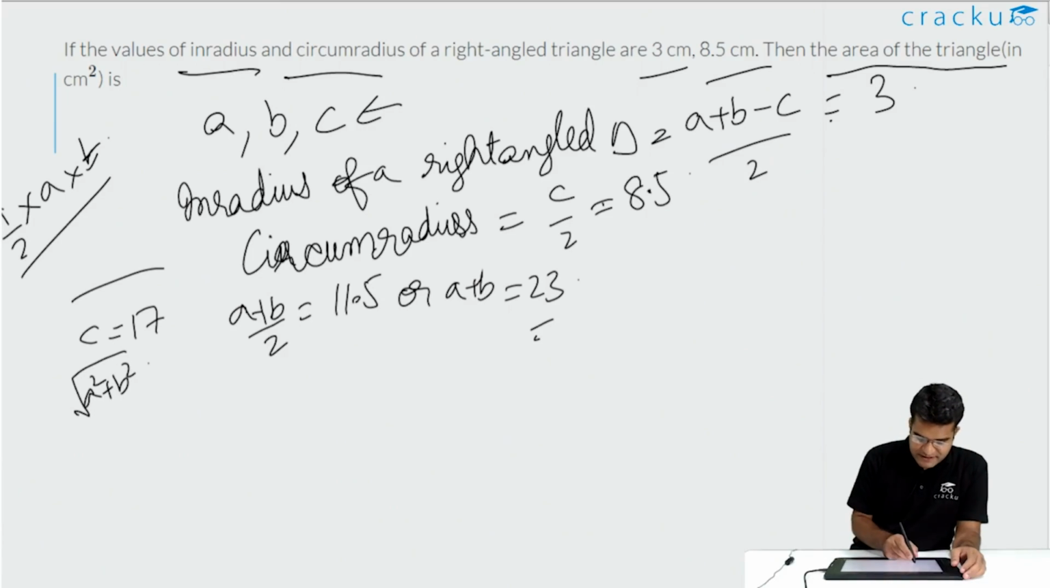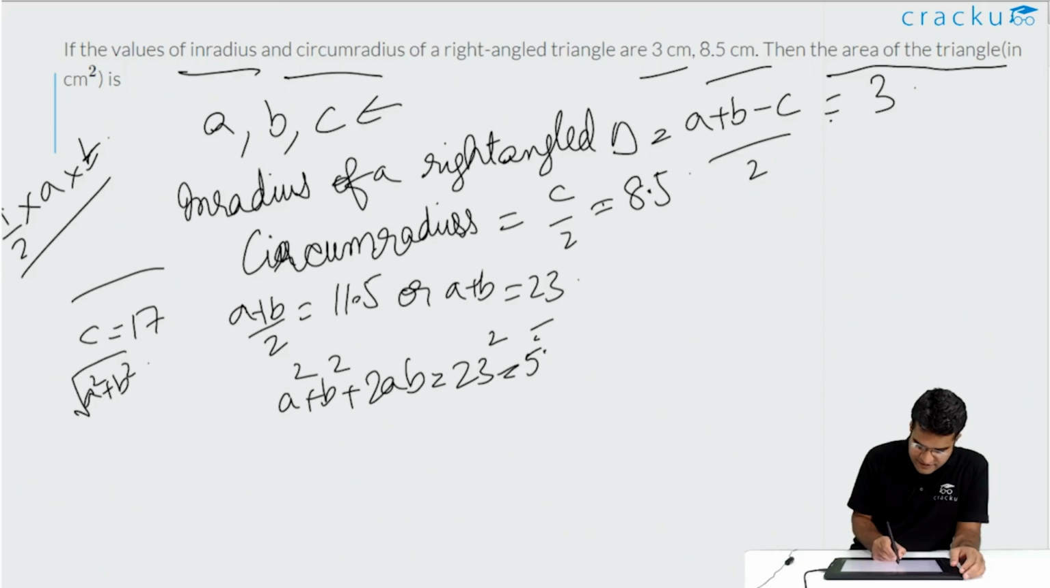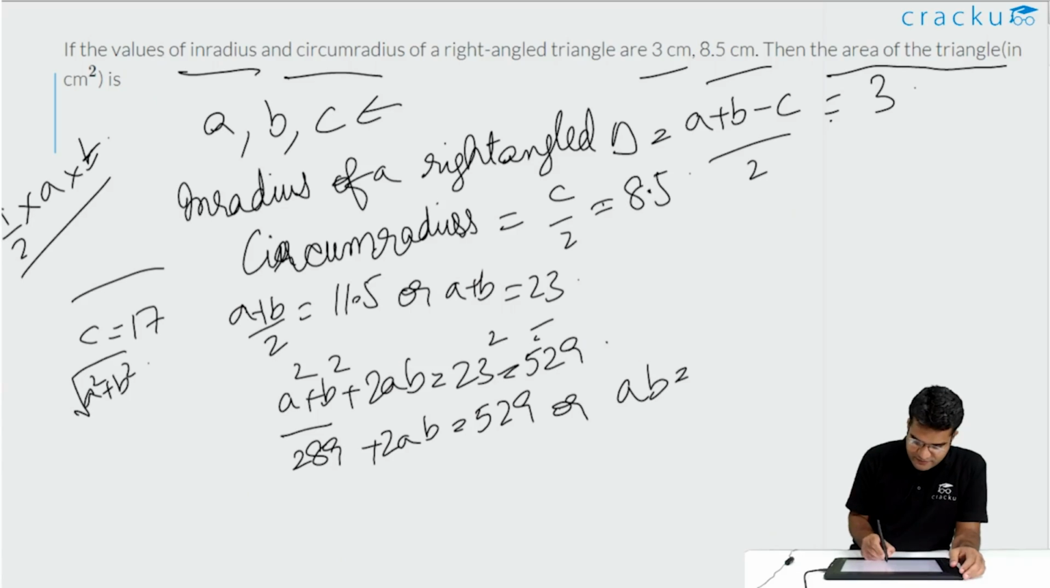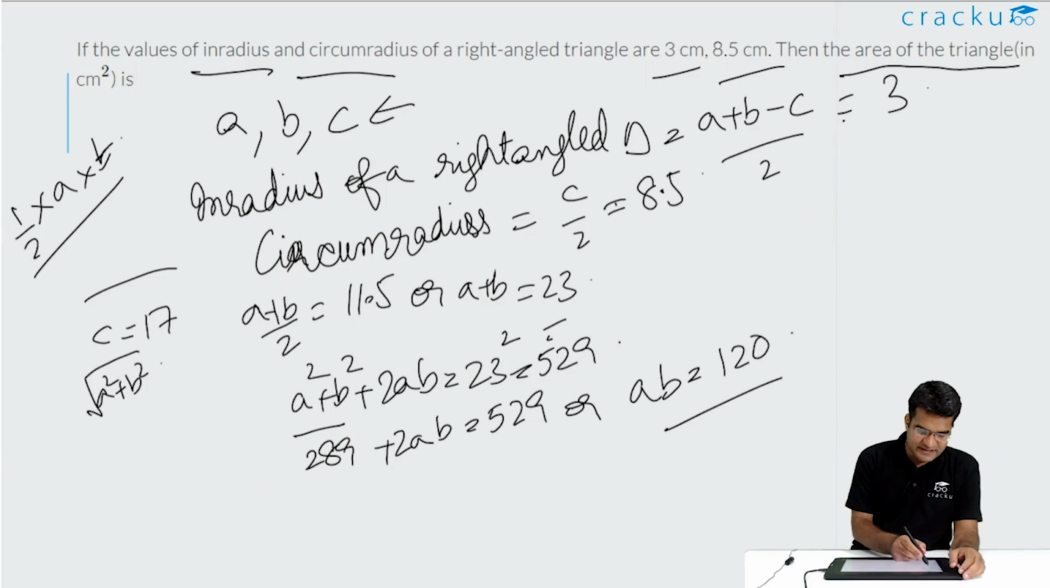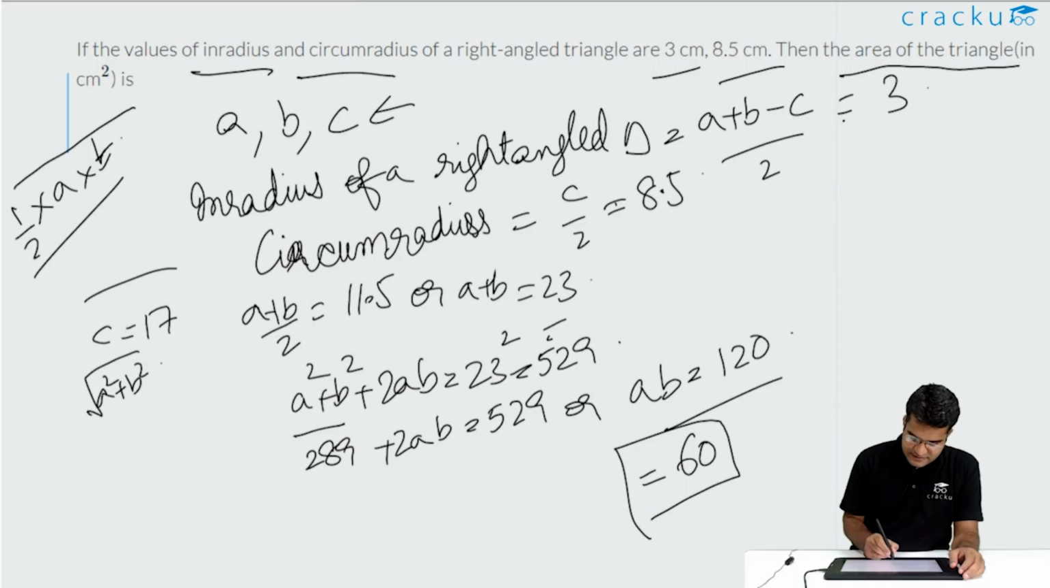So if we square both sides, we get A square plus B square plus 2AB is equal to 23 square, which is equal to 529. But we know that A square plus B square is equal to 17 square. So we can replace this with 289, which is equal to 17 square, plus 2AB is equal to 529, or AB is equal to 120. Now to find out the area of the right angle triangle, we have already discussed that it is equal to half AB. So this becomes 60. So the answer is 60.